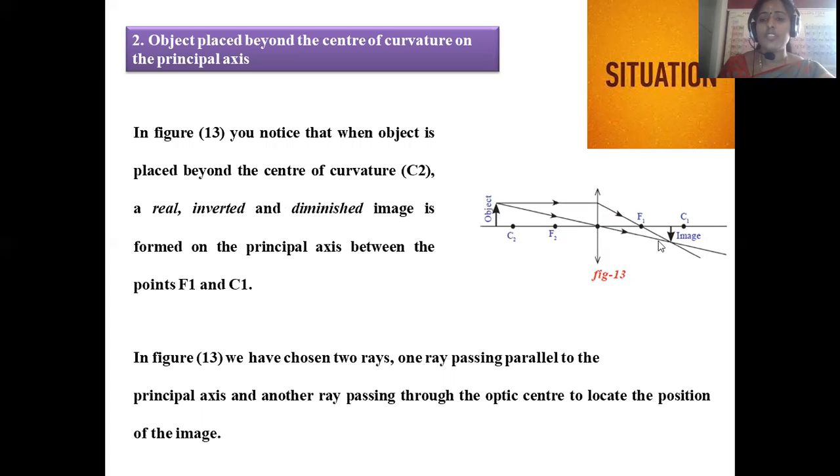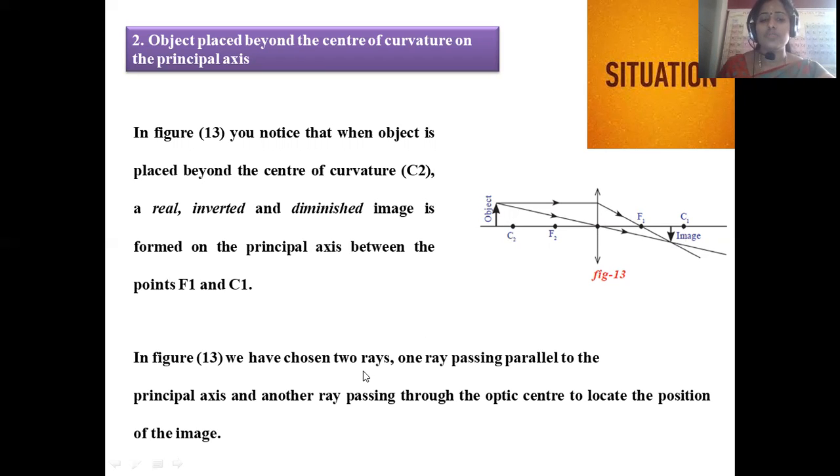And when compared to the object, it will be smaller in nature. A small size image was generated. That small size image is nothing but a diminished image. This will be originated in between center of curvature and the focal point, right? So this is figure number 13.